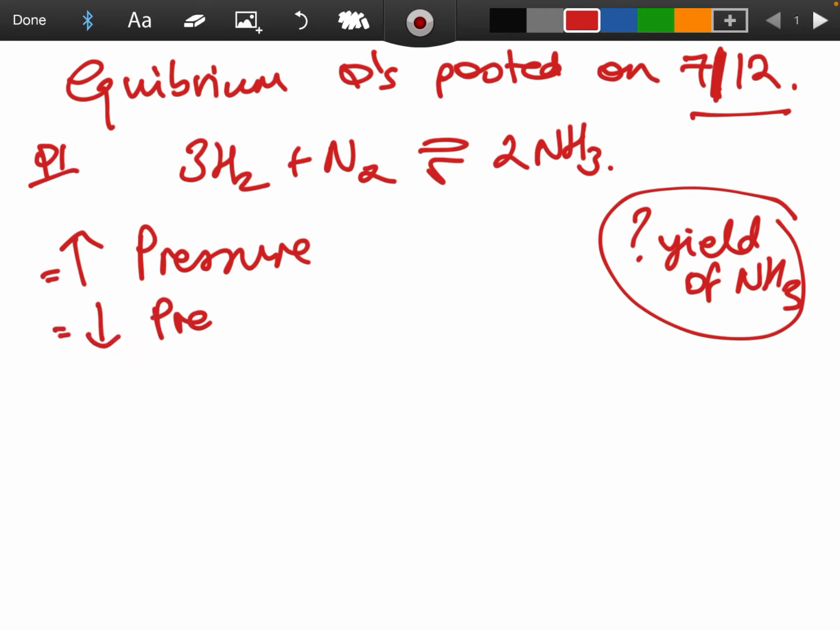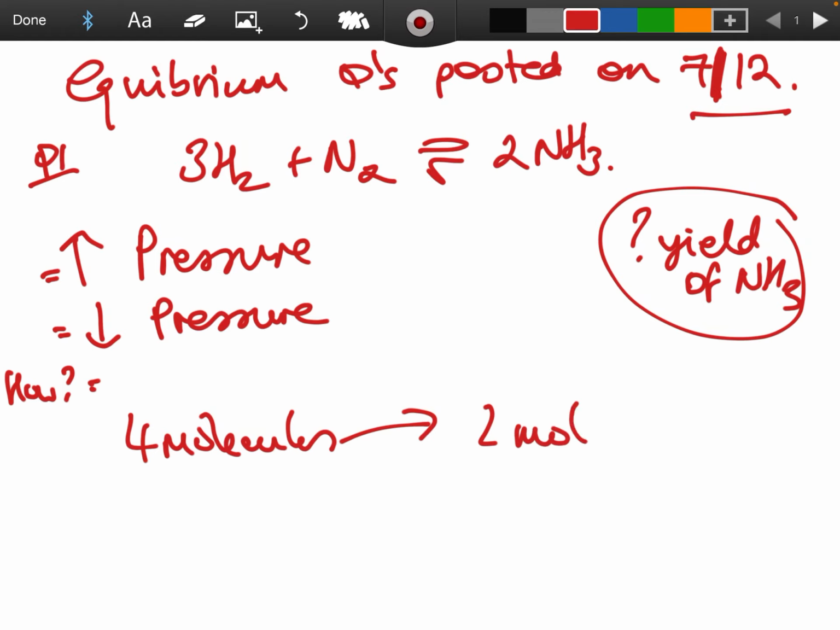Well, the reaction wants to decrease pressure. And then how is the reaction going to decrease pressure? By turning 4 molecules into 2, okay? Therefore, favouring the forward reaction. Or you could say that the equilibrium moves to the right. And what effect will that have on the yield of ammonia? Well, it will increase the yield of ammonia. Okay, so that's all you had to say there.